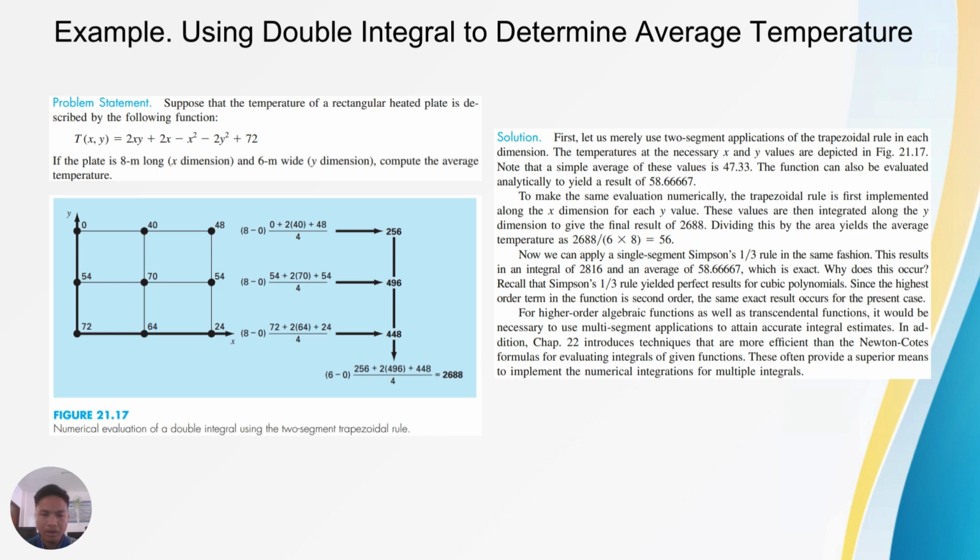Now we can apply a single-segment Simpson's one-third rule to the same function. This results in an integral of 2,816, so an average value of 58.6667, which is exact. Why does this occur? Recall that in the previous topic, Simpson's one-third rule yields perfect results for cubic polynomials. So for cubic polynomials, it is much better to use Simpson's one-third rule.